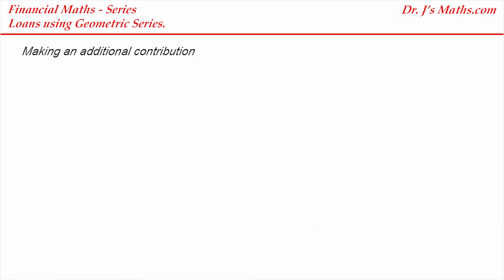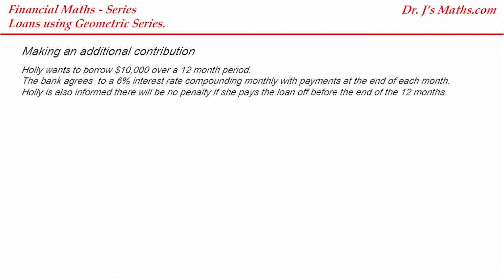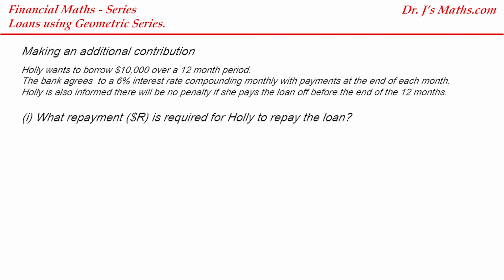Now we look at the situation where we want to make an additional contribution. For example, Holly wants to borrow $10,000. The bank agrees to a 6% interest rate compounding monthly with payments at the end of each month. Holly's informed that there'll be no penalty if she pays the loan off before the end of 12 months. So we have to find out first what the normal situation is, how much is she going to pay.